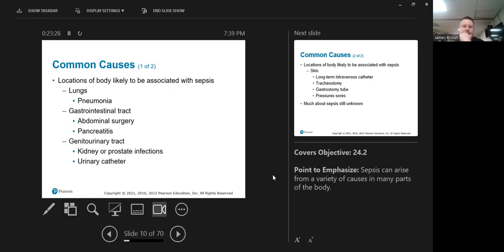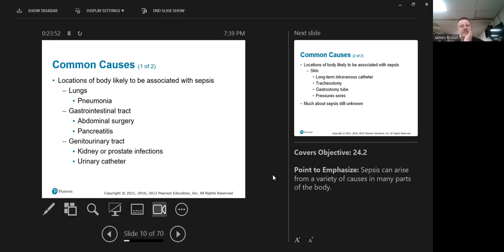Common causes of sepsis: the lungs, where the patient acquires pneumonia. It could be hospital-acquired pneumonia or pneumonia acquired out in the community. But this is a very, very common cause that we'll run into when responding, especially with the elderly population, people in nursing homes. A lot of them become septic through pneumonia.